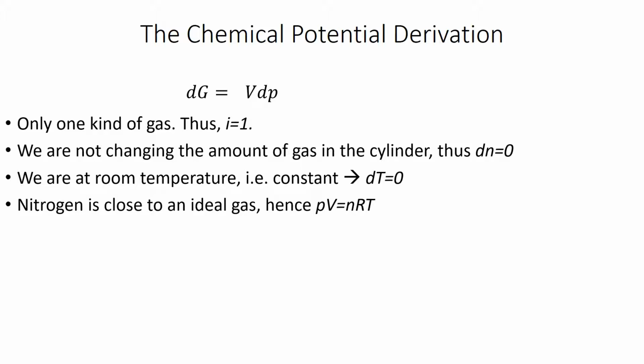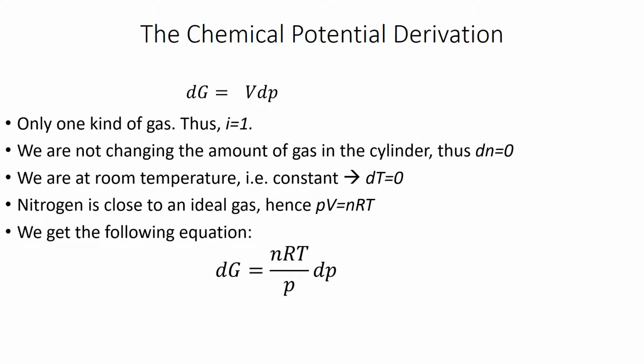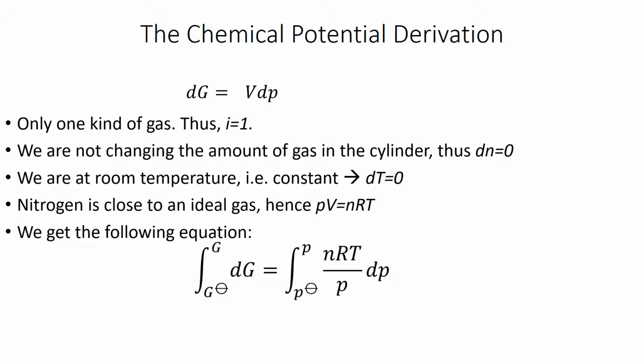Nitrogen is close to an ideal gas, so we are going to assume PV equals nRT. And we're going to do a substitution. And this is what we're going to get: dG is equal to nRT on P times dP. And we are going to integrate this. We are going to integrate from some initial state, which we've labeled with the circle with the line through, to some final state.